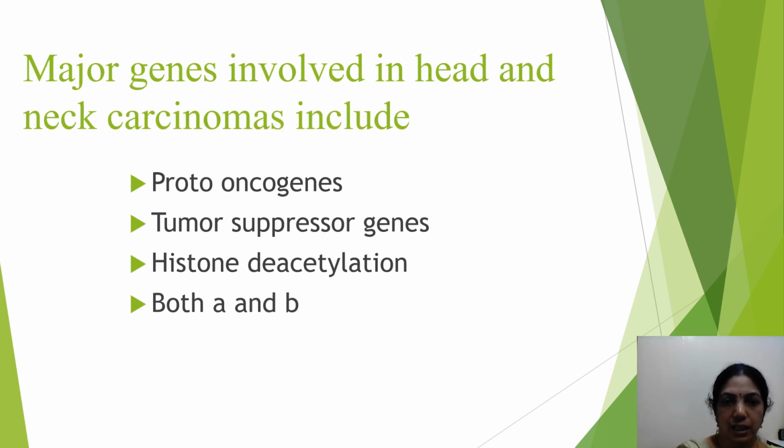Major genes involved in head and neck carcinomas include, what are the genes involved? Proto-oncogenes, tumor suppressor genes, histone deacetylation, or both only A and B, proto-oncogenes and tumor suppressor genes. It indicates both proto-oncogenes and tumor suppressor genes are commonly involved in the causation of head and neck cancer.